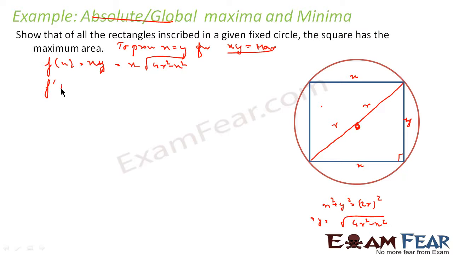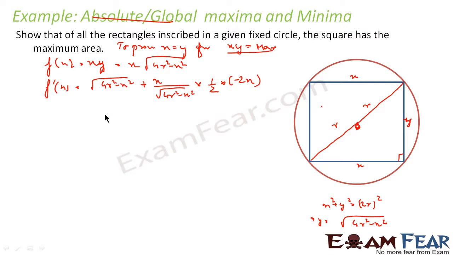Same thing, first we'll differentiate this. If we differentiate, first make this constant, so this becomes root of 4r square minus x square. Next time make this constant and differentiate this part. So this becomes x into 1 by 2 root of 4r square minus x square into the differentiation of 4r square minus x square, which is minus 2x. By chain rule I have done this. If you are having issues in this, watch the derivative chapter again where we have explained how to differentiate such equations. So f dash x is this one.